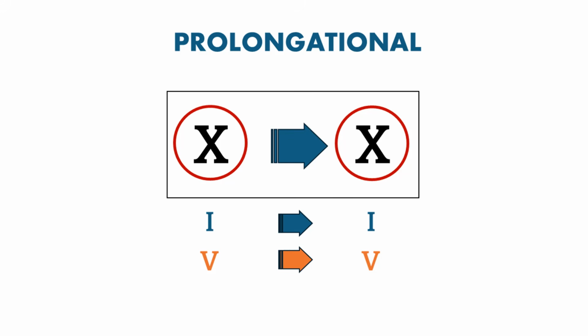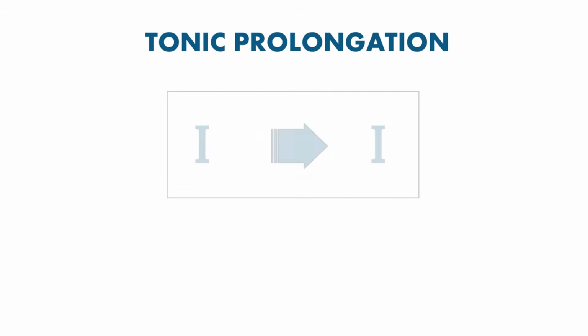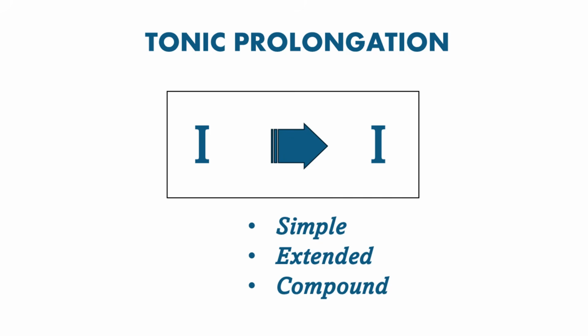In this video, I'll focus on prolongational progressions that function as phrase openings, but I'll cover the others in future videos for reasons you'll understand in due time. Opening tonic prolongations. Tonic prolongations represent tonal stability, and for that very reason they are mostly used as opening gambits or as post-cadential passages. I distinguish 3 main types of opening tonic prolongations, depending on the number of steps involved: the simple, the extended, and the compound type.